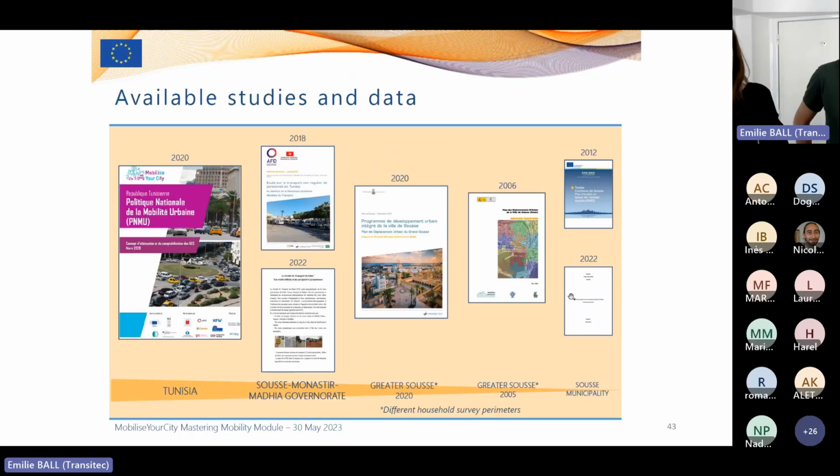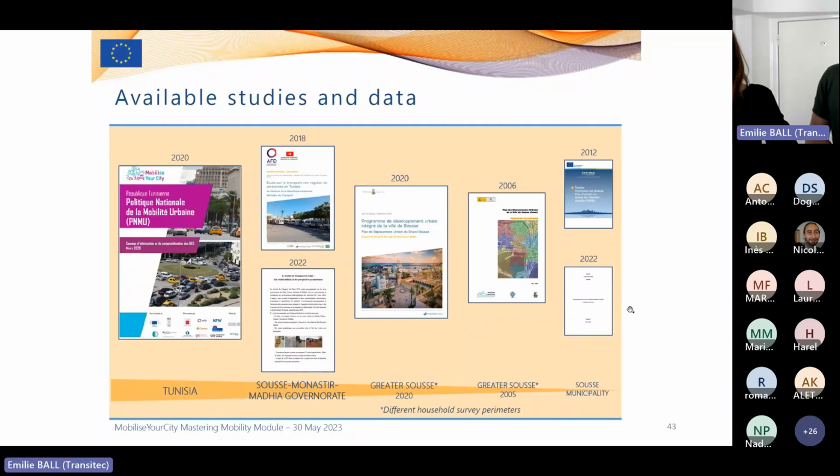I won't be too long here. We just wanted to show you that data is really important. To do the study, we had different studies at our disposal, at different levels. We had a study, for example, at the national level, the one from the National Urban Mobility Plan. We also had a study at the governorate level, which is a perimeter a little larger than the one of Greater Sousse. And then we had two studies made at the Greater Sousse level, which are the household surveys, and that gave us some data on how people move. And last but not least, we also had some data at the level of Sousse municipality, which is one of the municipalities composing the Greater Sousse area.